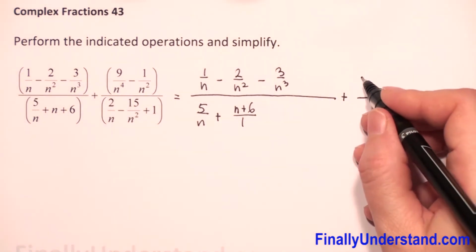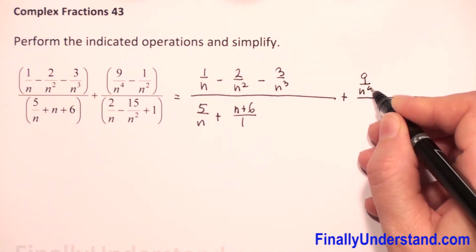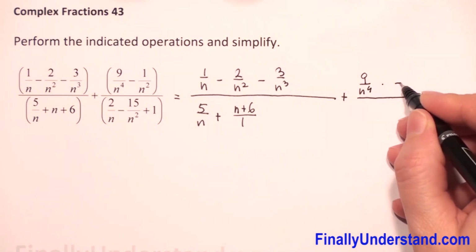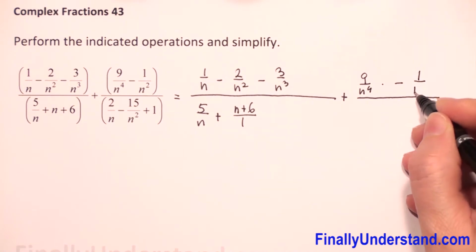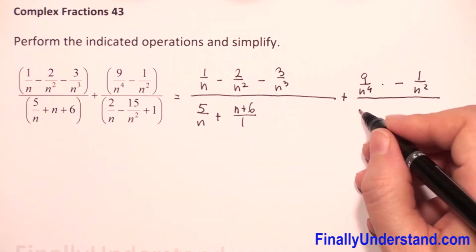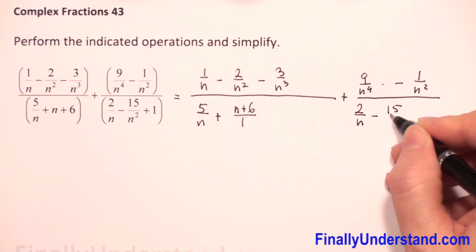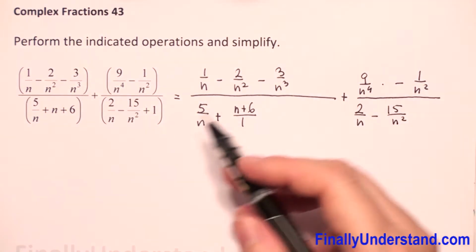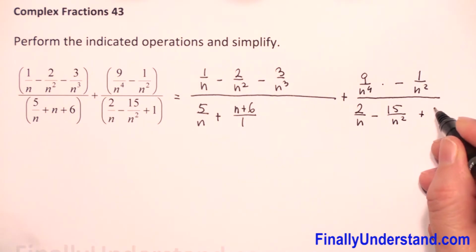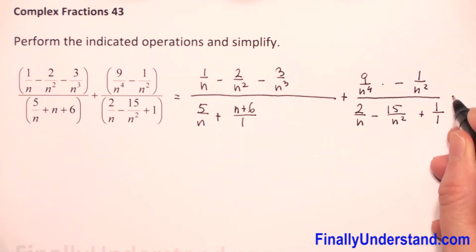we have 9 over n to 4th power minus 1 over n square, and we have 2 over n minus 15 over n square, and we have plus 1, so I will change this to a fraction also, 1 over 1, so this is equal.